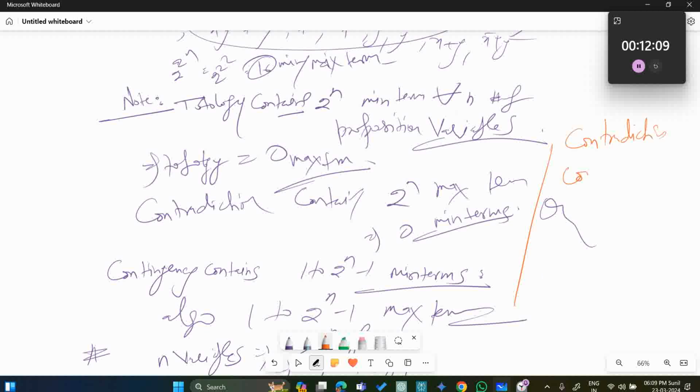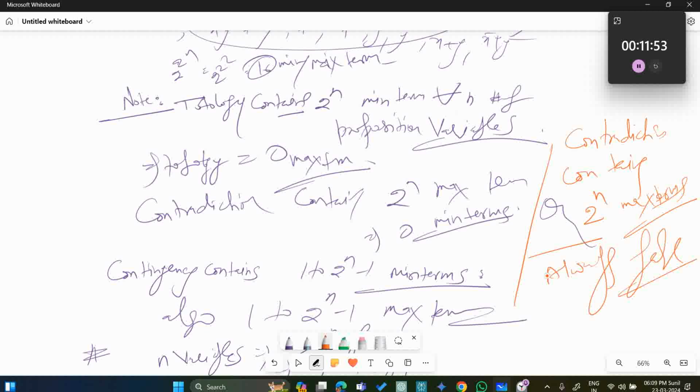A contradiction contains 2 to the power n maxterms. And why? Because it is always false. So how many functions are there that are always false with n variables? One is the function, but how many terms would it contain? 2 to the power n terms, which is maxterms only. So one thing is still not clicking.